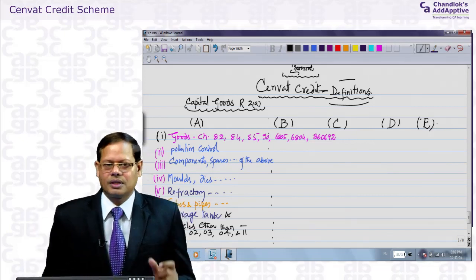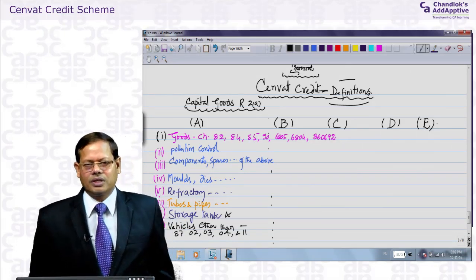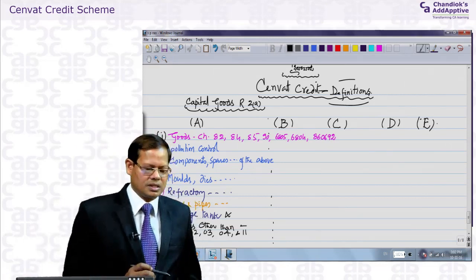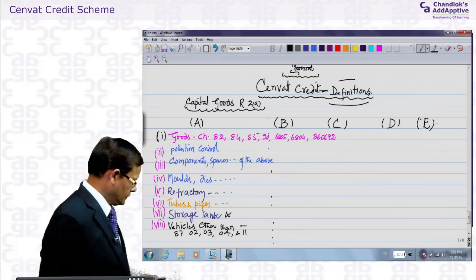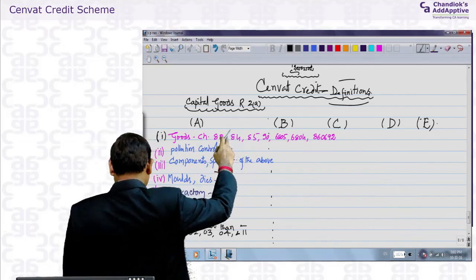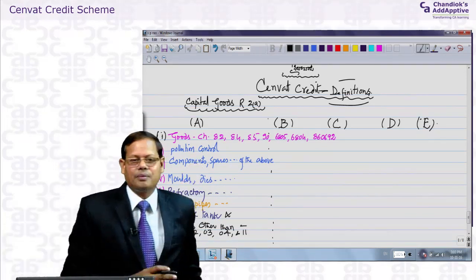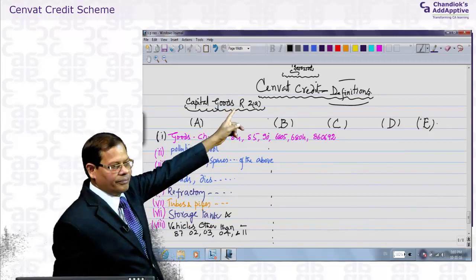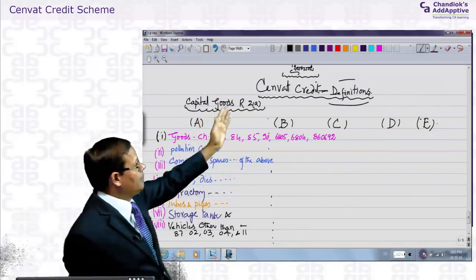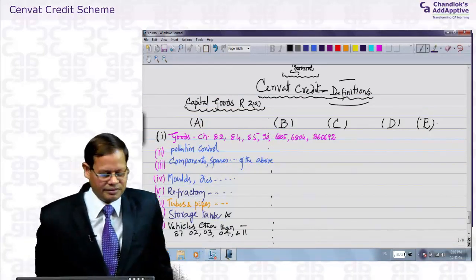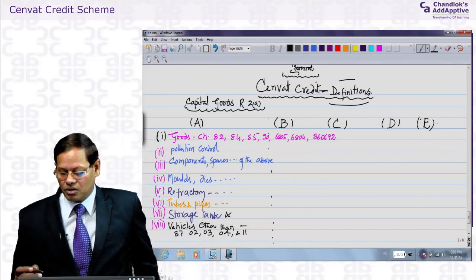First of all, I do the definition of capital goods. Got it? So, what is capital goods? Look at this, you will be able to do it. You are able to see the definition I have written there. Have you seen this? Look at the definition, capital goods. Look at the pink one, and B, C, D, E like that. The definition of capital goods is in A, B, C, D. Of course, E is not there.